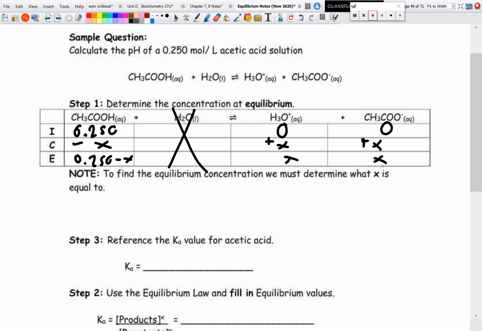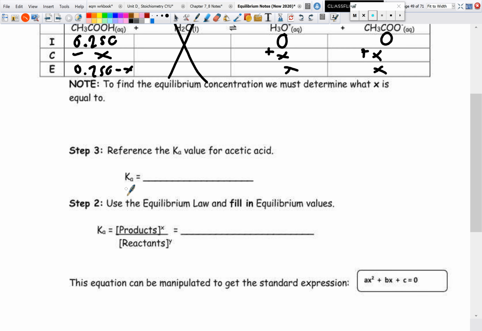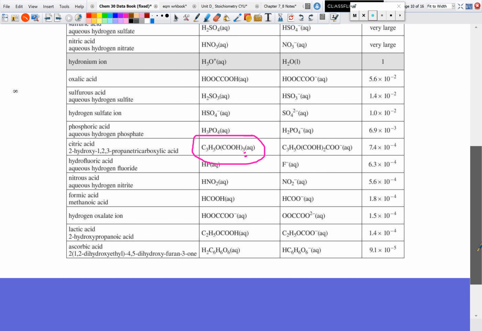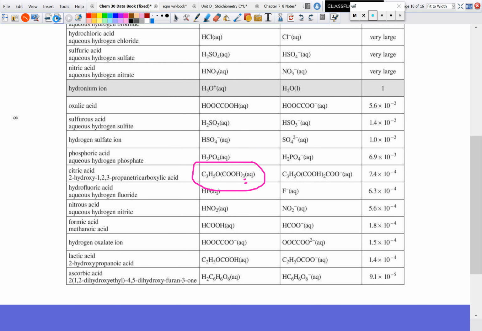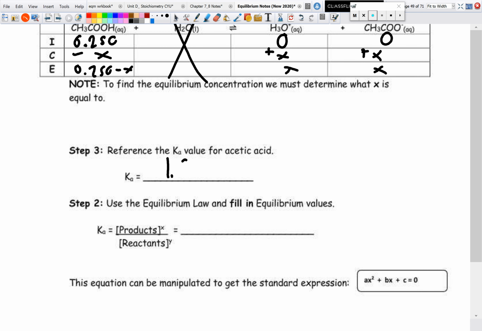Now, that's the only information we're given. So we can go and reference the Ka value for acetic acid using our data booklet. When you go to your data booklet, you find acetic acid, which is right here, and this is its ionization constant. So we write this in.